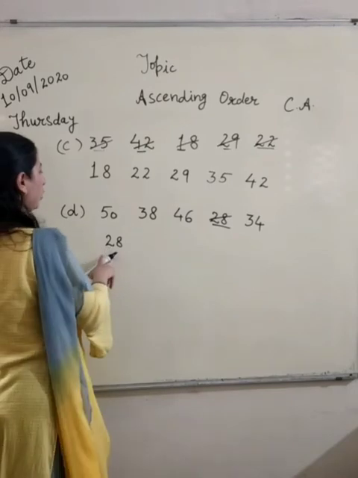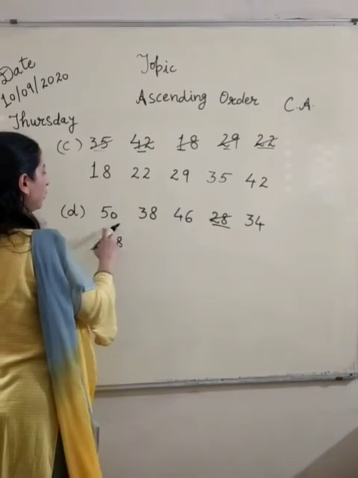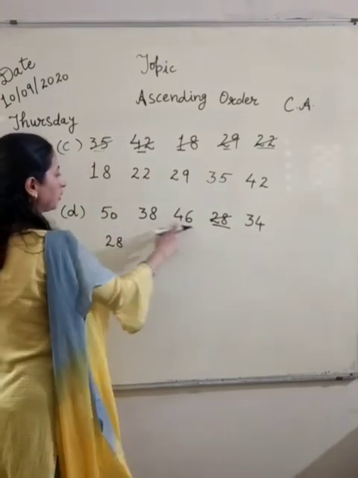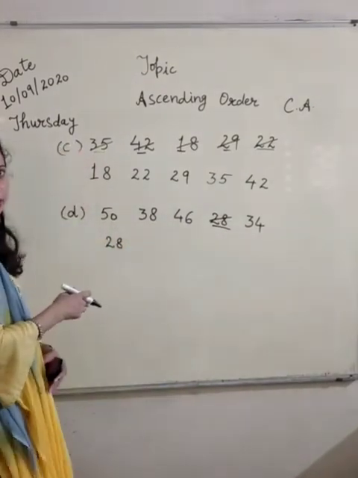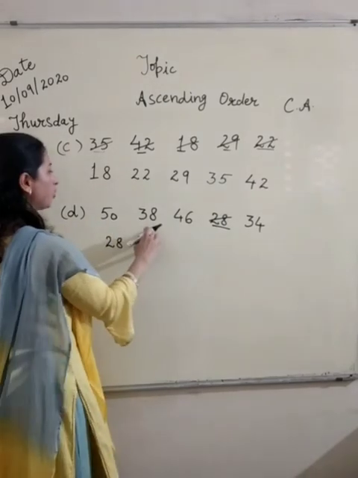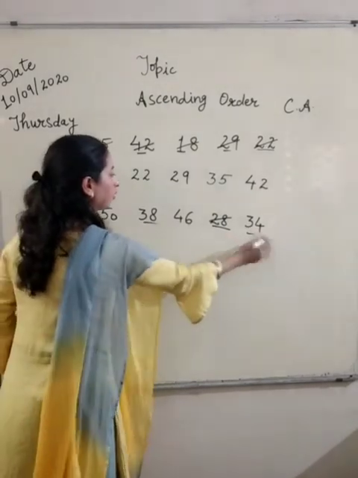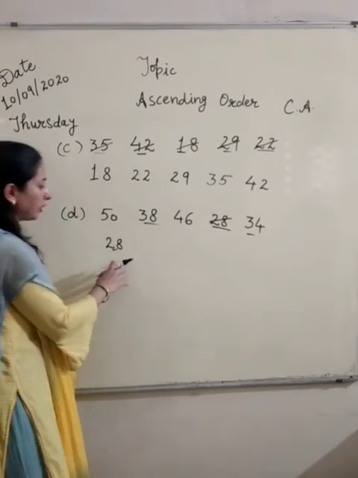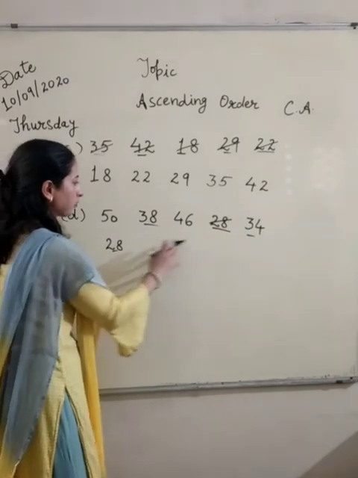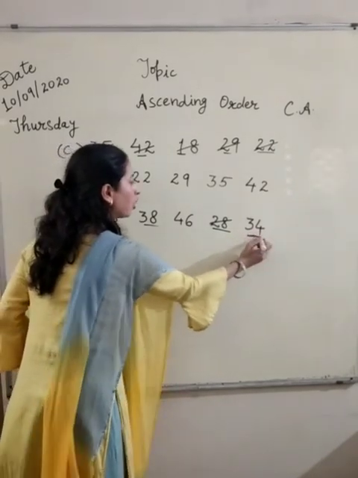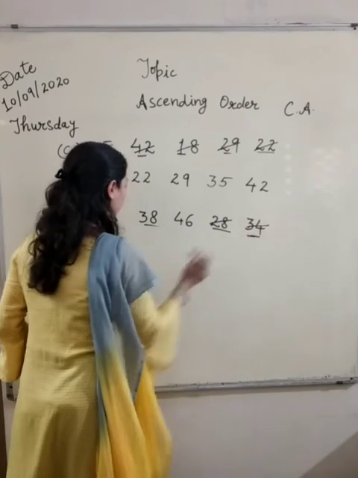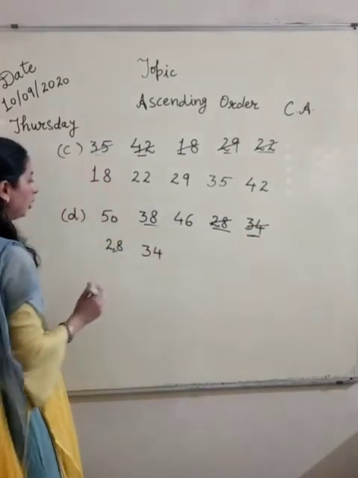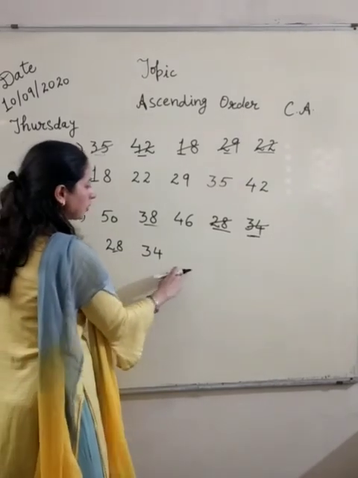28. After 28 which number will come? The number which is in the 30s line. अब कौन सा नंबर आएगा जो कि 30s की लाइन में होगा? 30s की लाइन में कौन सा नंबर है? 38, 34. So which is greater than 28? 28 से greater कौन सा number है? The number is 34. Just cut it down and write down here. 34 के बाद कौन सा greater होगा?